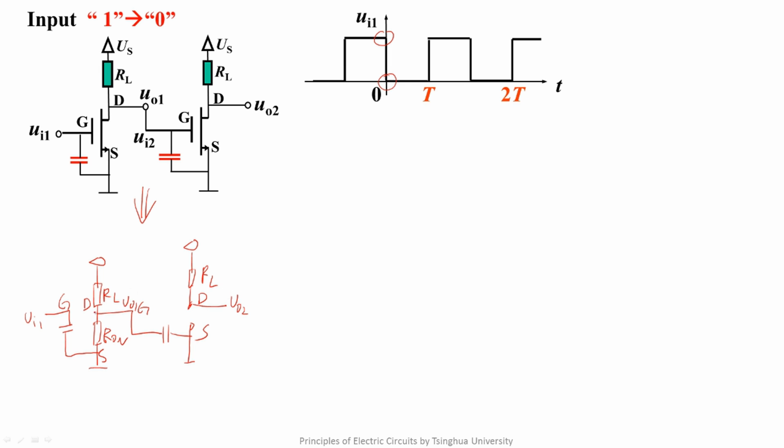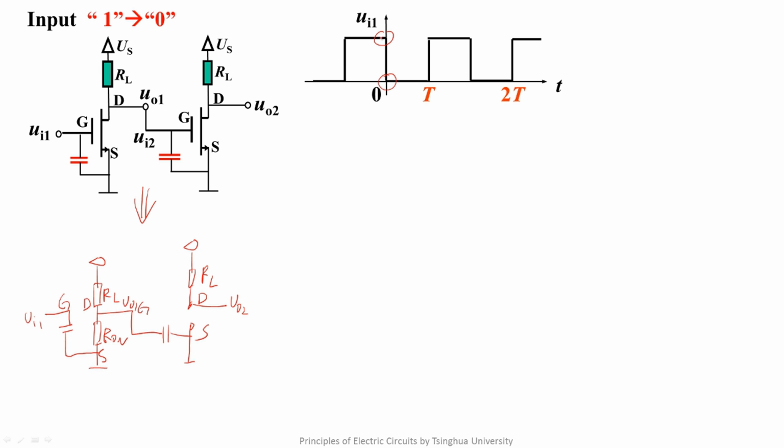Let's see, before switching, the input is high level, so there is a small resistor R-on between D and S of the first stage inverter. Because RL is far larger than R-on, the divided voltage on R-on is very small, approximating to 0, which makes the input of the second stage inverter low level. So there's an open circuit between D and S of the second stage inverter, and the output of the second stage inverter is high level, which realizes the function of the buffer.